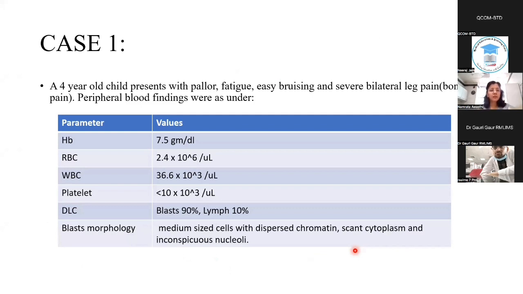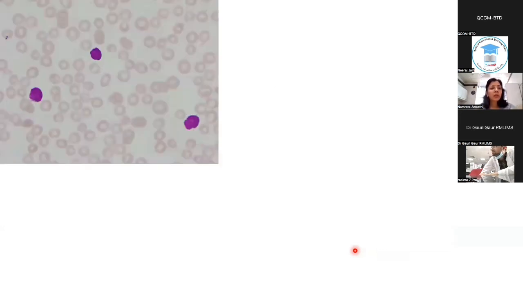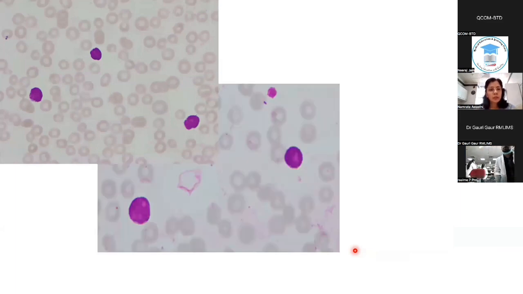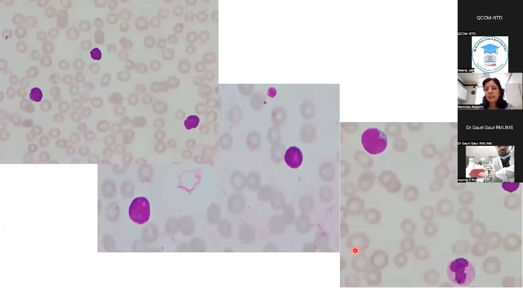Okay, so first case. This is a 4-year-old child who presents with pallor, fatigue, easy bruising, and severe bilateral leg pain or bone pain. The peripheral blood showed a hemoglobin of 7.5, WBC of 36, platelets of less than 10,000. The differential revealed 90% blasts and 10% lymphocytes, and the blasts were medium-sized cells with dispersed chromatin, scant cytoplasm, and inconspicuous nucleoli. This is usually a description for most of the blasts. This is how the blasts look, slightly larger than the small lymphocyte, larger than the RBCs, fine chromatin, indistinct nucleoli, and a very scant amount of cytoplasm.